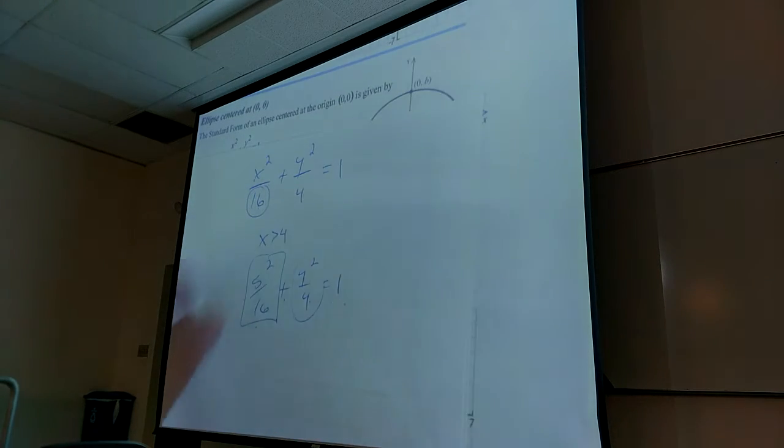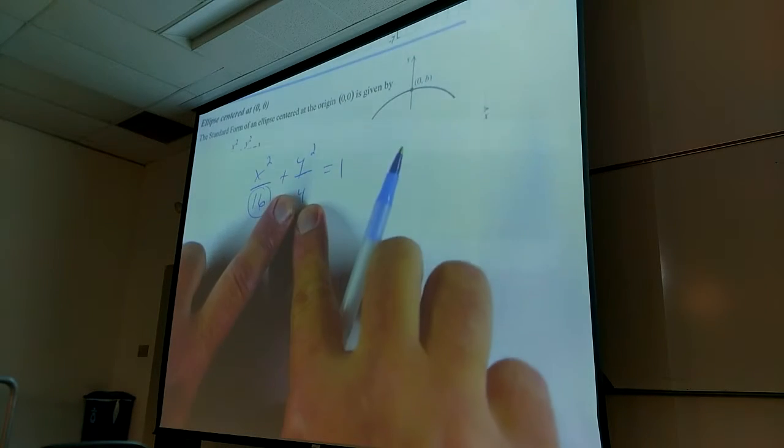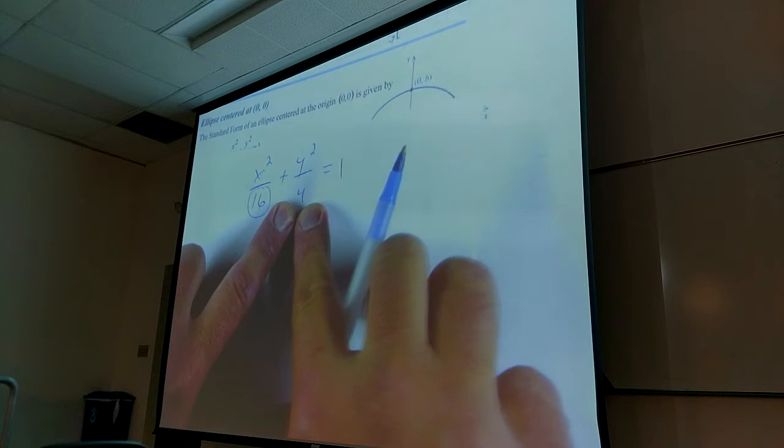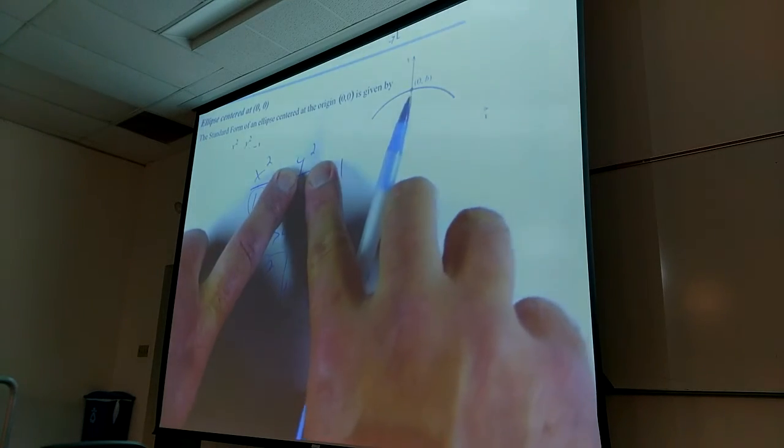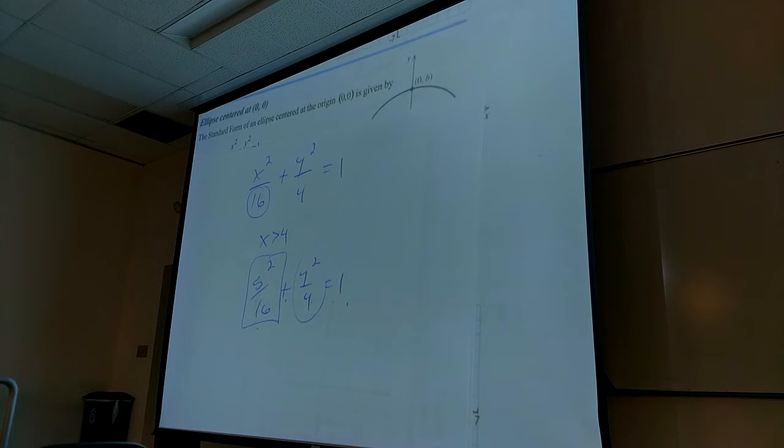X can go up to 4 and down to negative 4. Y can go up to what and down to what? 2. Y can go up to 2 and down to negative 2, because y squared could be 4. So it's almost too nice to believe.